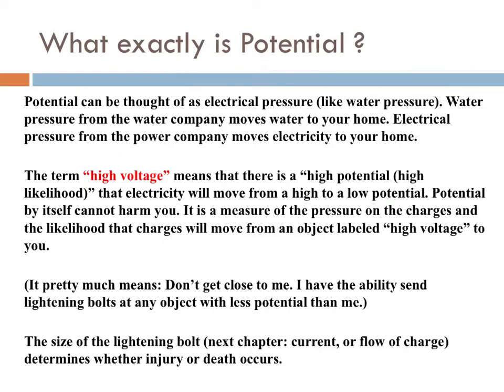The potential by itself cannot harm you. It is a measure of the pressure on the charges and the likelihood that charges will move from an object labeled high voltage to you, low voltage. It pretty much means, don't get close to me. I have the ability to send lightning bolts at any object with less potential than me. Now, the size of the lightning bolt, which is where we're going to look next, has to do with the current or flow of charge, and this determines whether injury or death occurs.